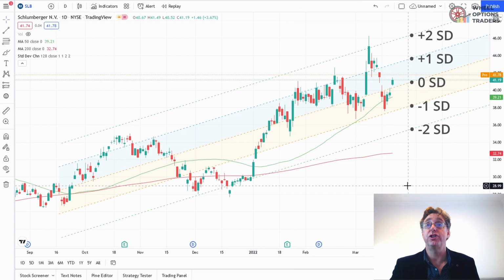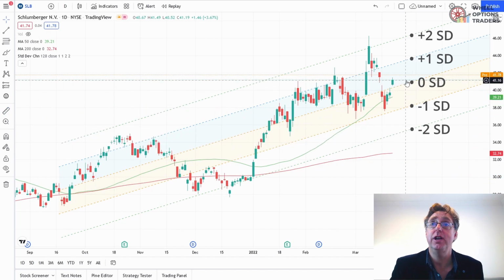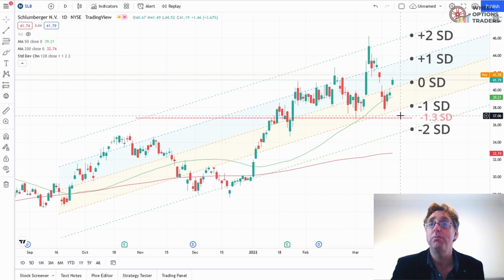Okay, so for this chart, let's look at the current price, and also the price that we could select as a strike price. So you can see the stock here is trending just above the 0 standard deviation line. And we want to be around here somewhere, which is quite good. And then we're looking at setting a strike price around the 1.3 area down here.